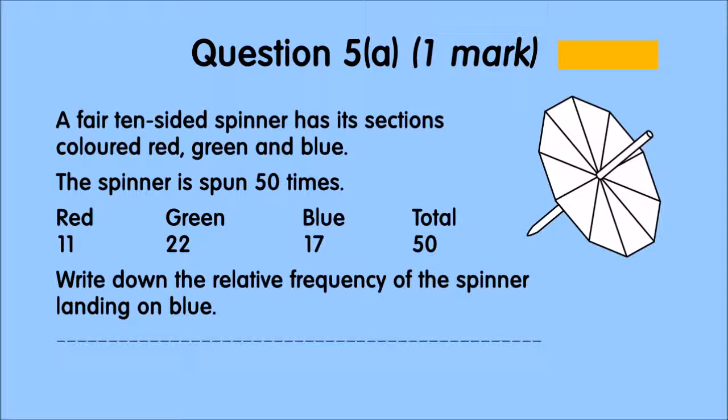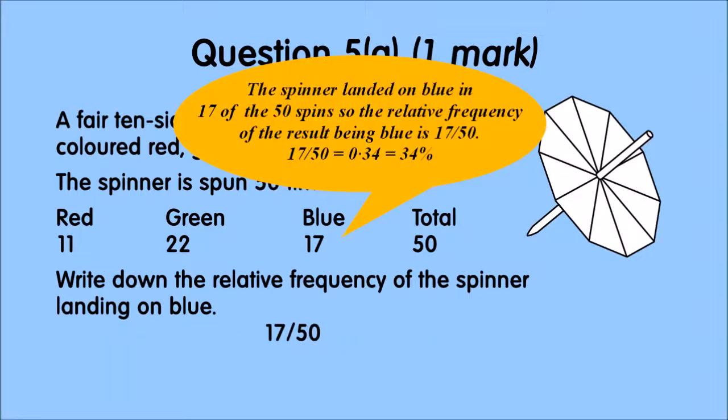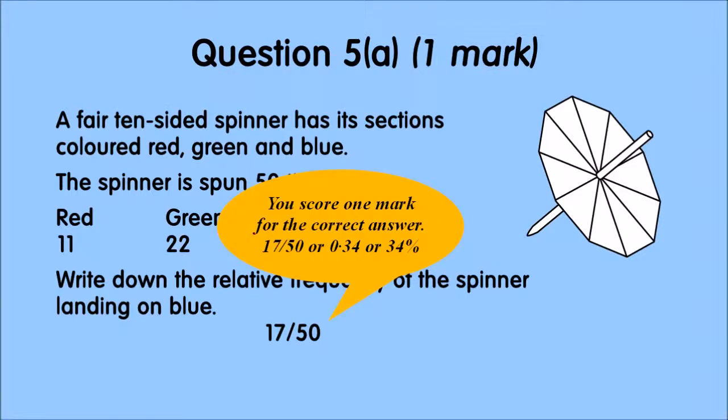A fair 10-sided spinner has its sections coloured red, green, and blue. The spinner is spun 50 times. Write down the relative frequency of the spinner landing on blue. The spinner landed on blue in 17 of the 50 spins, so the relative frequency of the result being blue is 17/50, which is the same as 0.34 or 34%. You score 1 mark for the correct answer, 17/50 or 0.34 or 34%.